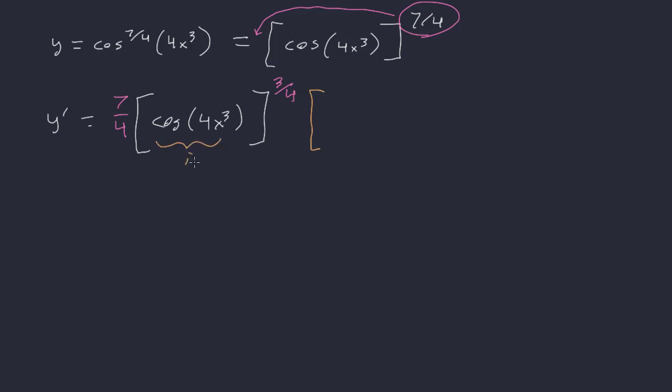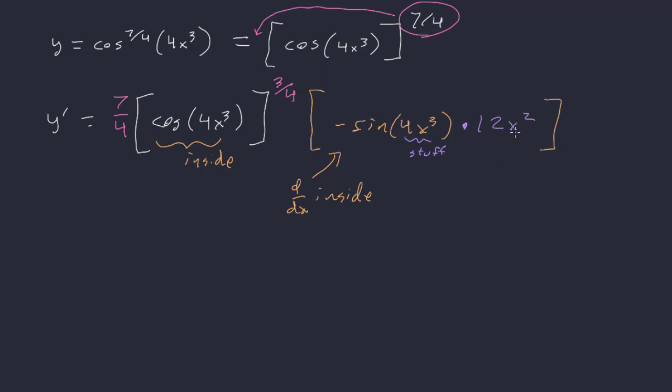So this is the inside, and the derivative of the inside goes here. Well, the derivative of the inside is cosine of stuff. So the derivative of cosine of stuff is negative sine of that stuff times the derivative of that stuff. So here's the stuff, derivative of the stuff. Well, the stuff is 4x cubed, so it will be 12x squared.